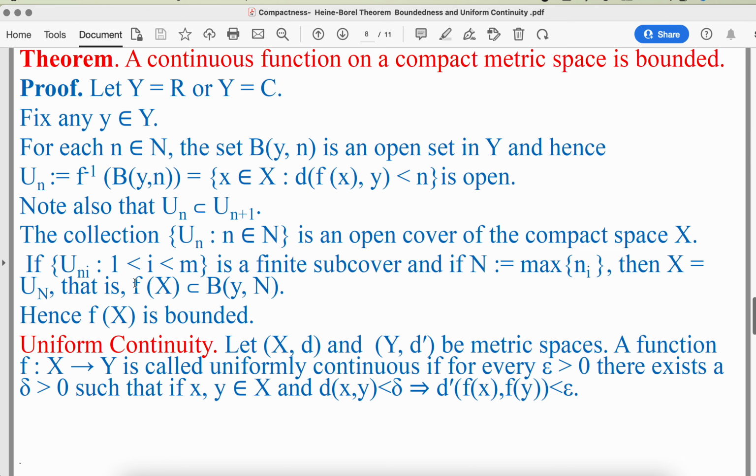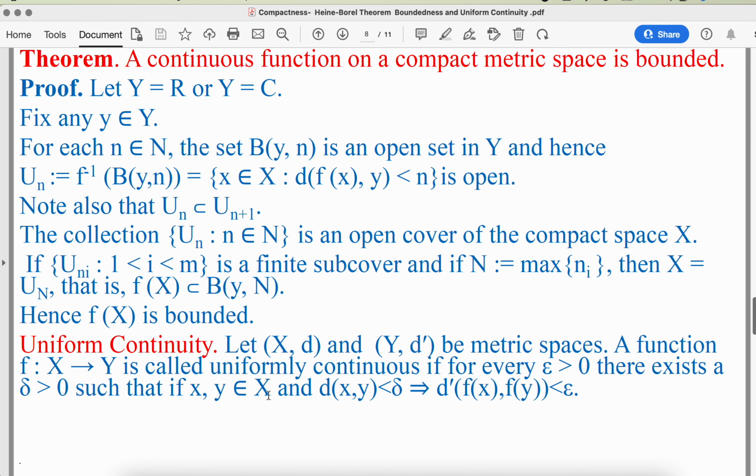That is, f(X) is a subset of the ball centered at y and radius capital N. It means f(X) is bounded, or we can say that a continuous function on a compact metric space is bounded.